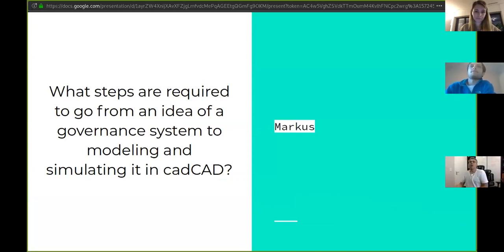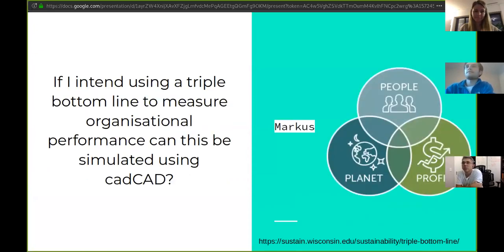Cool. So I'm going to go ahead and answer that question along with the next one. So I'm just going to read this one before we move on. What are the steps required to go from an idea of a governance system to modeling and simulating it in cadCAD? And then the next question, which has a similar answer, is if I intend to use a triple bottom line to measure organizational performance, can this be simulated using cadCAD? And the short answer to both questions is yes, both of those things can be simulated using cadCAD.